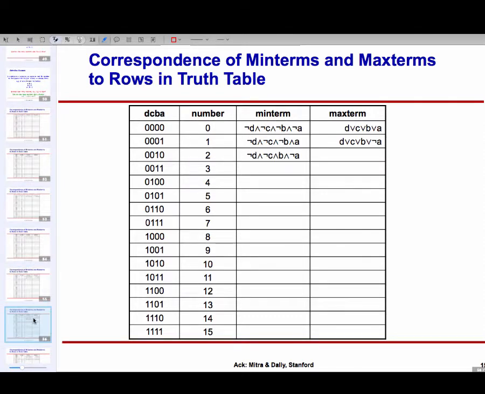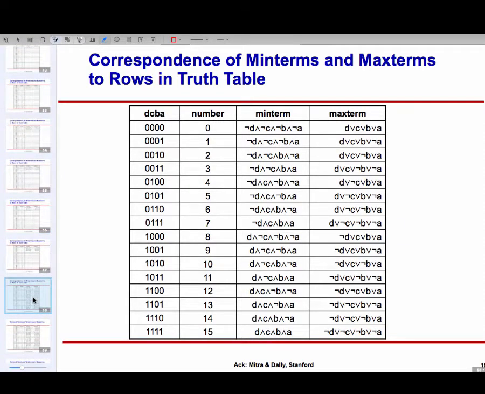And I can walk through all of these. Let's look at another one, like let's say 1100, row number 12 is 1100. So therefore D and C are not complemented, B and A are complemented, they're all ANDed. That's the corresponding minterm. And when it comes to max term, D and C are complemented and A and B are not complemented. So it's not D or not C or B or A. Okay, so given a truth table, I can write down for each row what the corresponding minterm is, what the corresponding max term is. By the way, one thing which is very important out here is the order in which you write things out here, and that is your choice. So I chose that the order was DCBA.